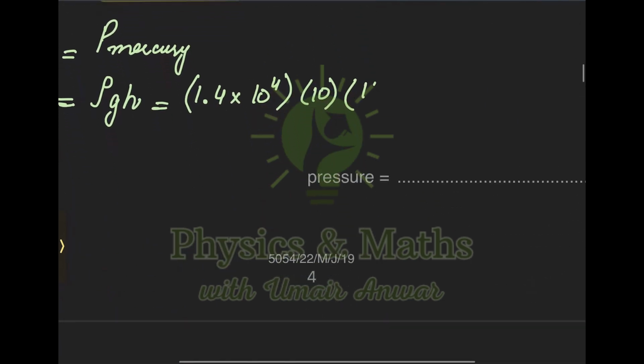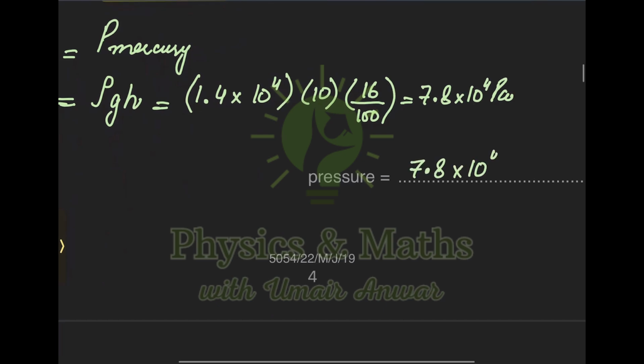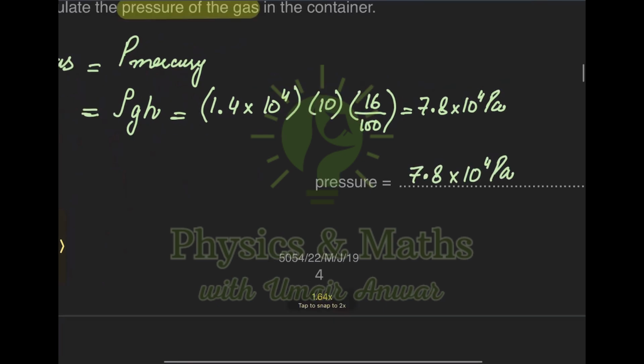So the height of the mercury is going to be put as 16 but divided by 100 to convert it into meters. And the answer for this part in two significant figures is going to be 7.8 into 10 raised to 4 pascals. So the final pressure is 7.8 into 10 raised to 4 pascals here.